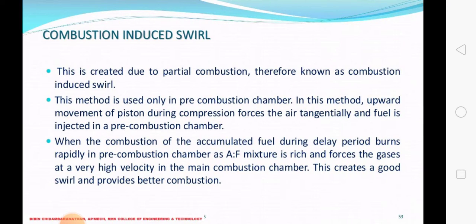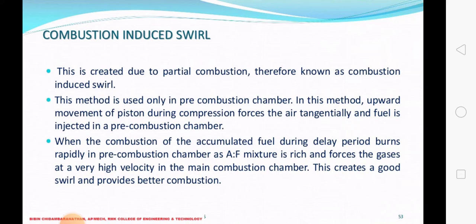We will see the next type, that is combustion induced swirl. Turbulence combustion chambers generally use this type of swirl. Nowadays they are not much favored. There are two more important designs of combustion chamber using combustion induced swirl: the pre-combustion chamber and the air cell combustion chamber. This is created due to partial combustion, therefore known as combustion induced swirl. This method is only used in the pre-combustion chamber.